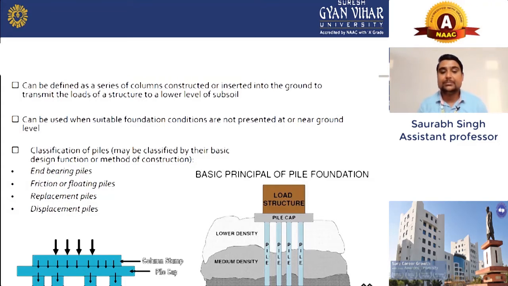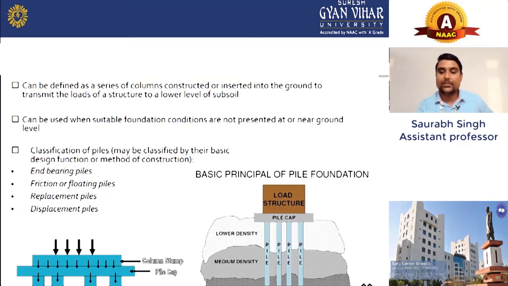And there is also a classification of pile foundation. You can see here end bearing pile, friction and floating pile, replacement pile and displacement pile. This is the basic principle of a pile foundation. You can see here, this is the load of a structure, and on the upper side this is called the pile cap, and these columns are working like piles.